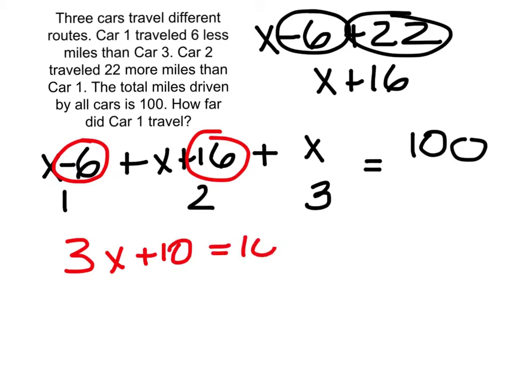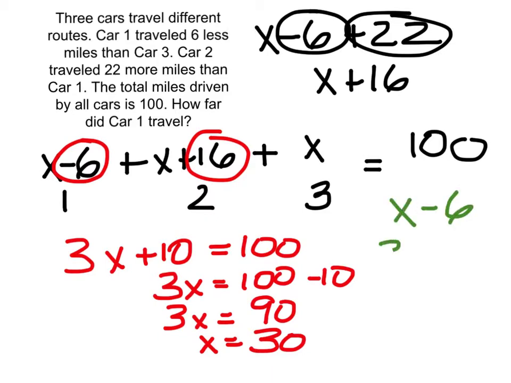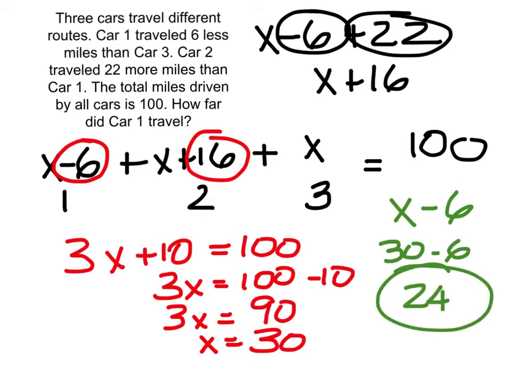3x plus 10 equals 100. I'm going to move that plus 10 to the right and make it minus 10 to come up with 90. So X would equal what? 30. How far did car 1 travel if it was X minus 6? 24 miles is the right answer.